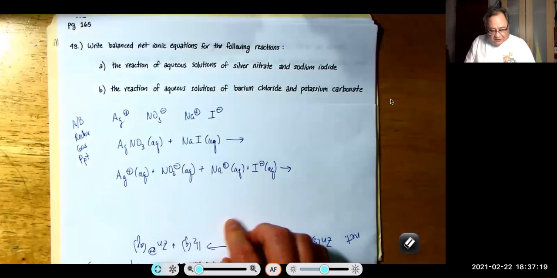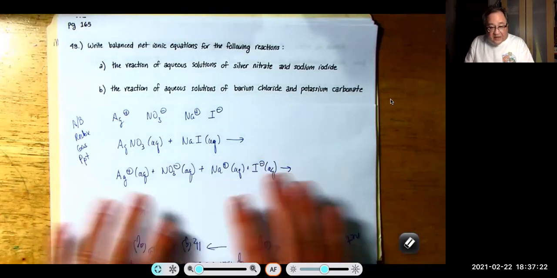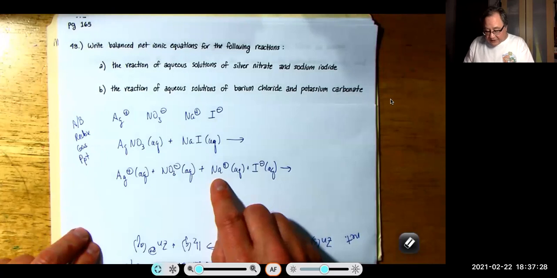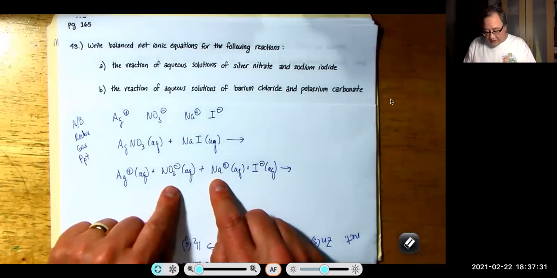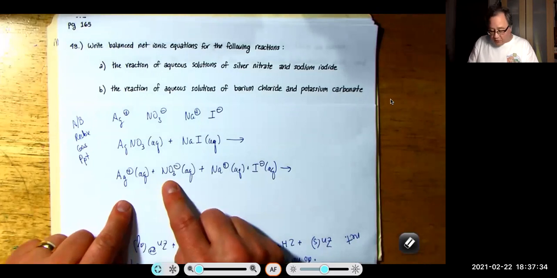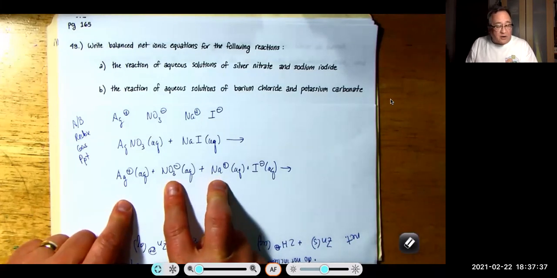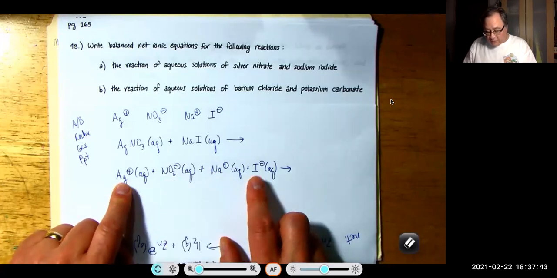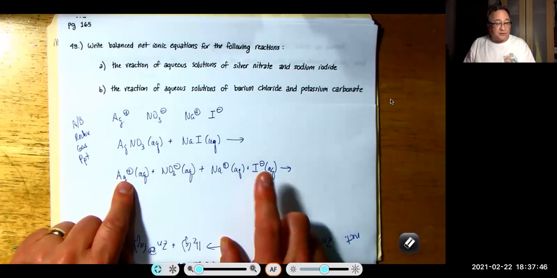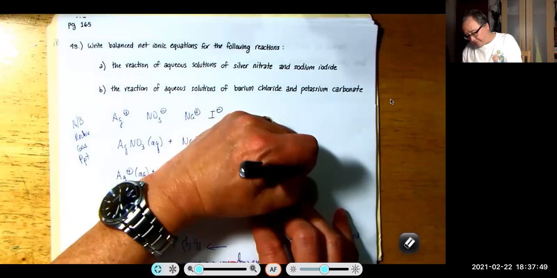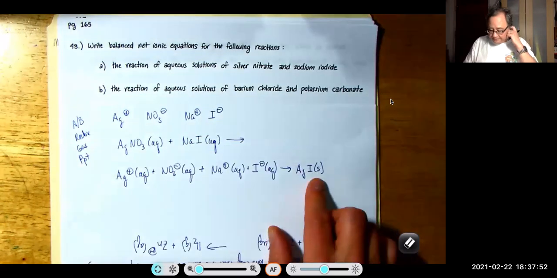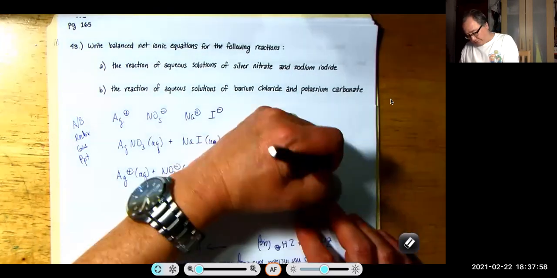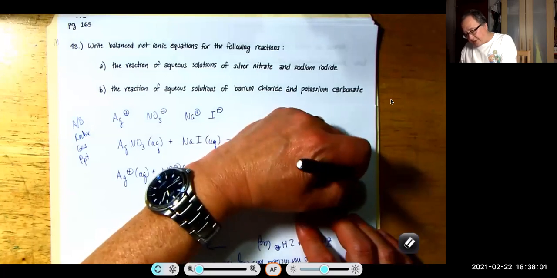Now, if this is a precipitation reaction, we have to figure out which two of these ions come together and form a solid. And it's really simple. In this case, sodium ion never forms a solid in water, and nitrate ion never forms a solid in water. So it can't be these two ions as part of the solid, which means it's got to be the silver and the iodide. So what is the formula if it's a +1 and a -1? The answer is one of each. And it forms a solid. And then you've got your sodium left over and your nitrate left over.